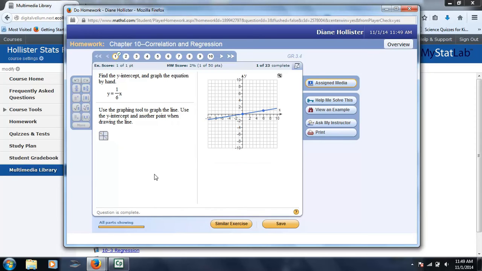Now you might say, well, what does this have anything to do with chapter 10? And again, in chapter 10, we're looking at regression, and I am going to be asking you questions related to these graphs and understanding the graphs and intercepts. So we're doing a quick review here in the beginning of some basic algebra skills.